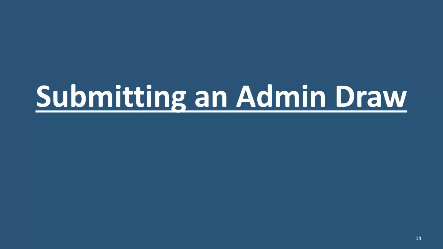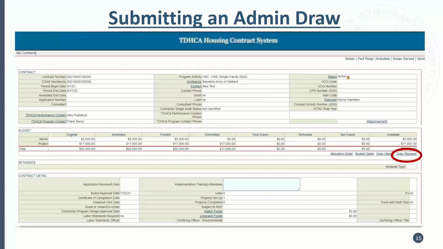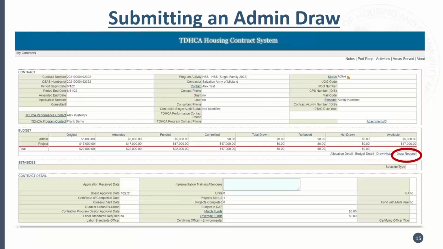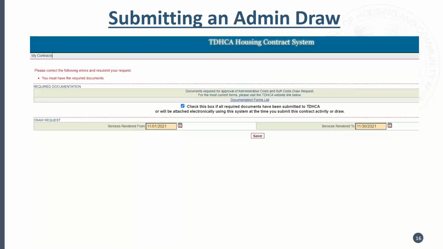So going on from submitting an admin draw, we're going to see this little link down here that says draw request. You're going to select this link, and it's going to take you to this screen. It's going to request that you check this box if all required documents have been submitted.